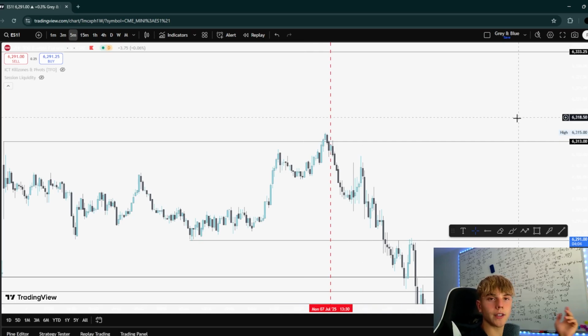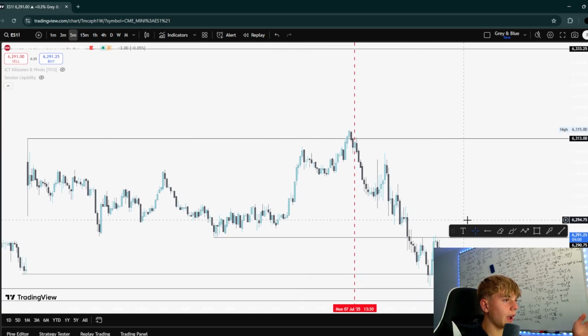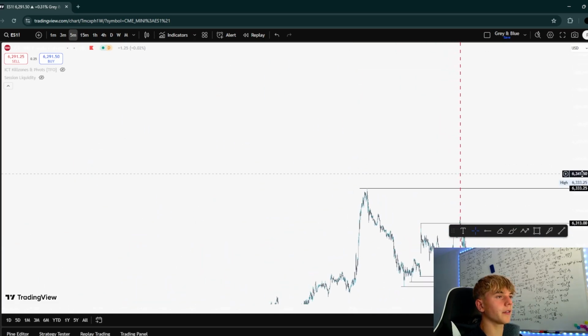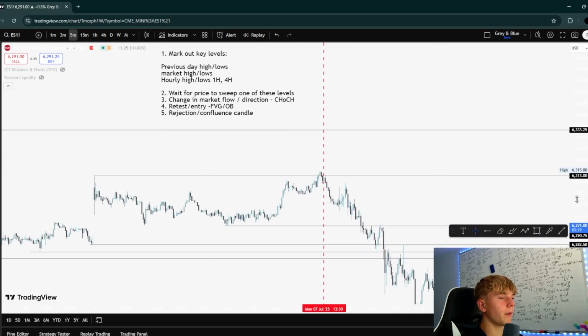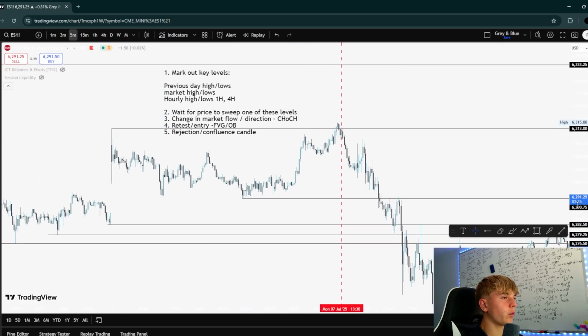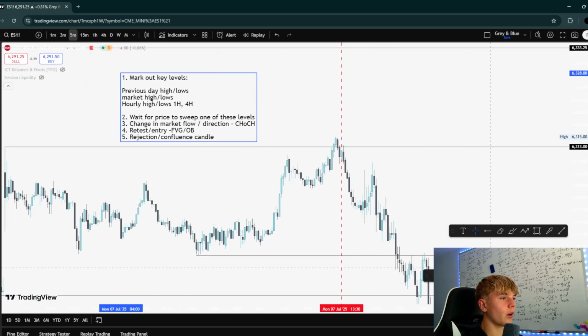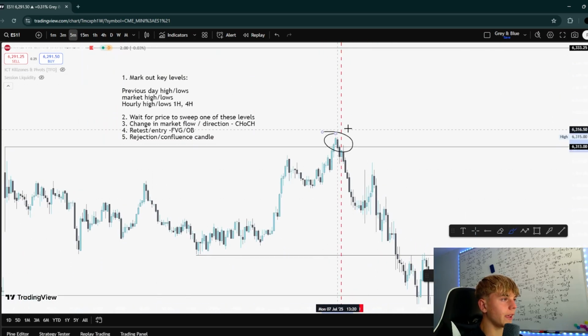Where did liquidity get swept? Well, if you see here, this high got swept at this point here because it broke above that line and retested and rejected off. So our second confluence, if I can find it up here. So here are our rules. We've marked out the previous highs and lows, the key levels, and we've waited for price to sweep one of these levels. And we can clearly see that price has swept this level up here.